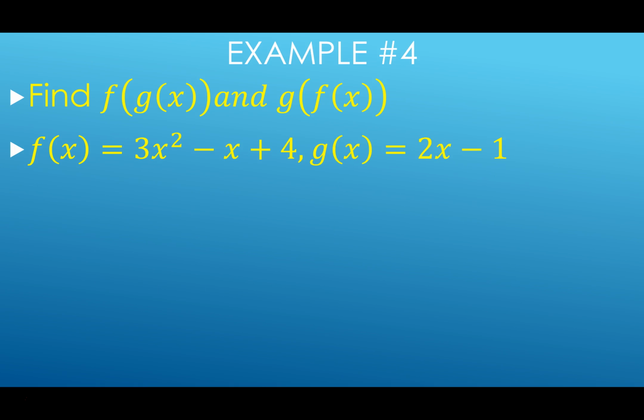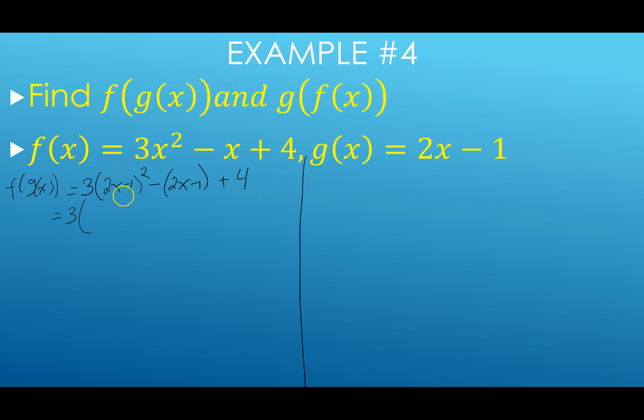So if we have these two functions now, f is 3x squared minus x plus 4, g is 2x minus 1. We want to find f of g and g of f. Well, f of g, we replace the x in the f function with the g function, so it'll be 3 times 2x minus 1 squared minus 2x minus 1 plus 4.